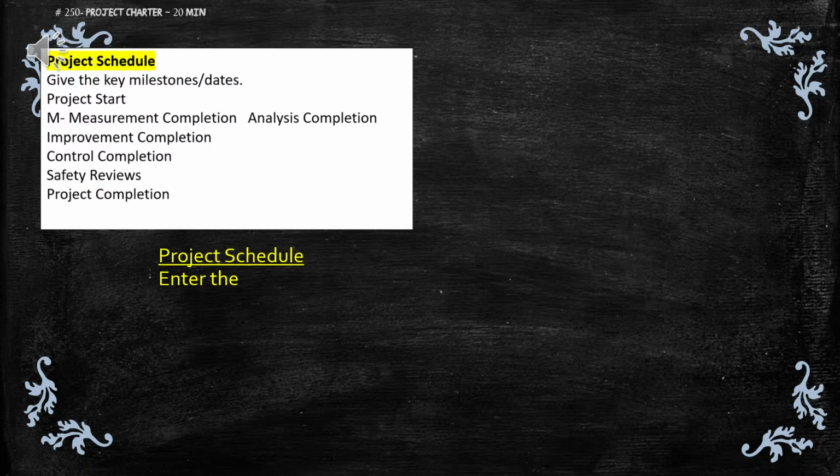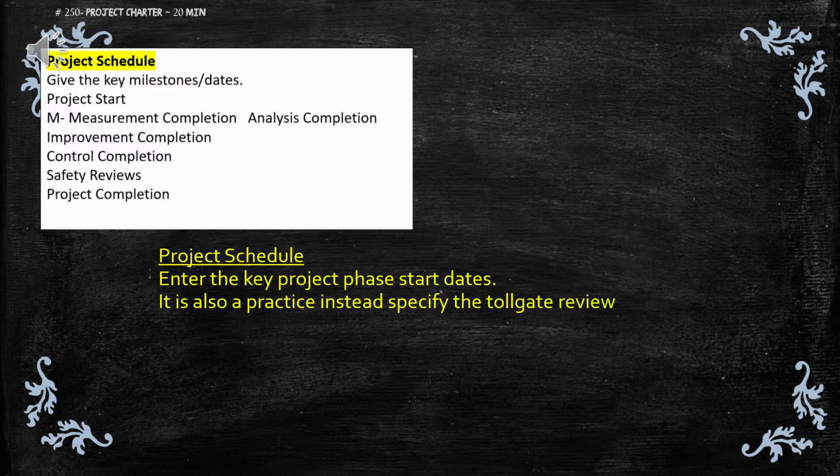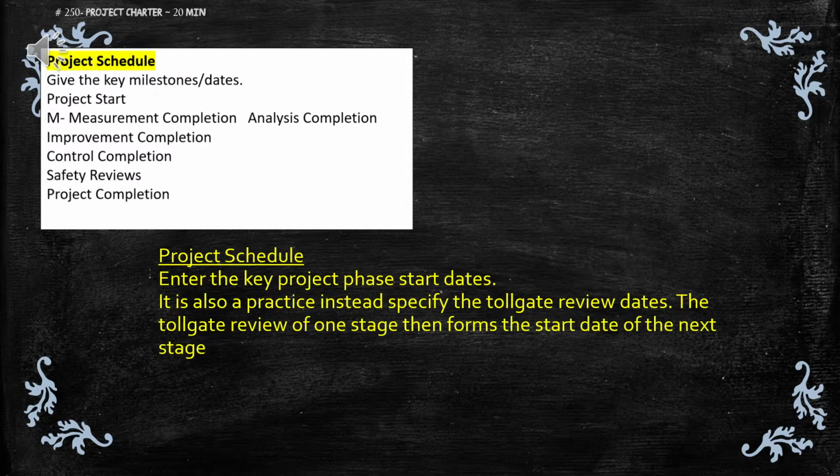Project schedule. Enter the key project phase start dates. It is also a practice instead to specify the tollgate review dates. The tollgate review of one stage then forms the start date of the next stage.